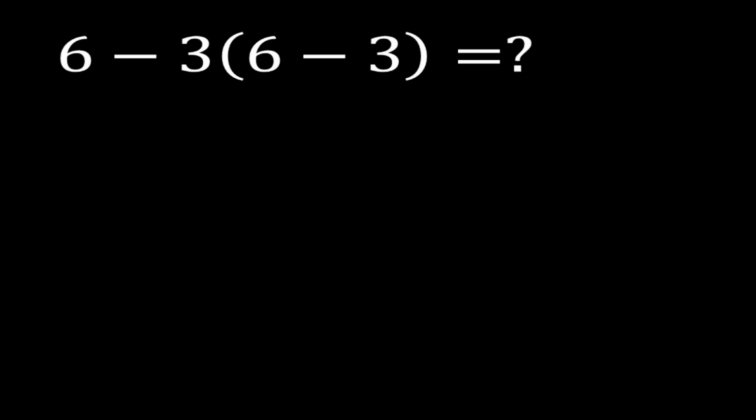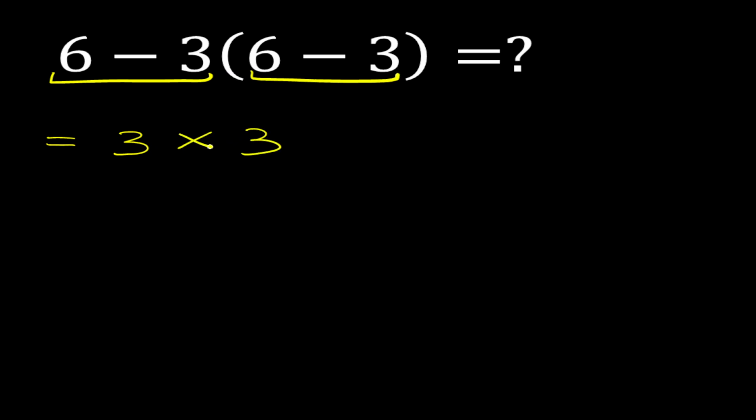So most people solve this question like 6 minus 3 is equal to 3, right? Then again 6 minus 3 is equal to also 3. Now 3 multiply 3 is equal to 9. But this answer is not correct. This answer is completely wrong.